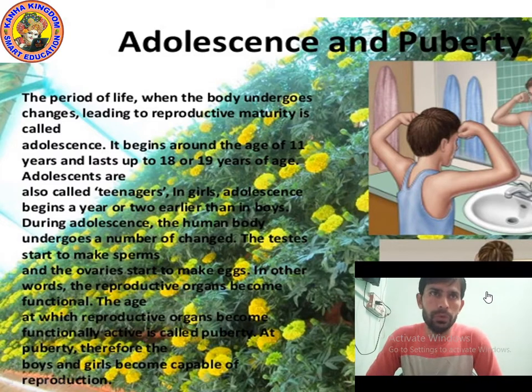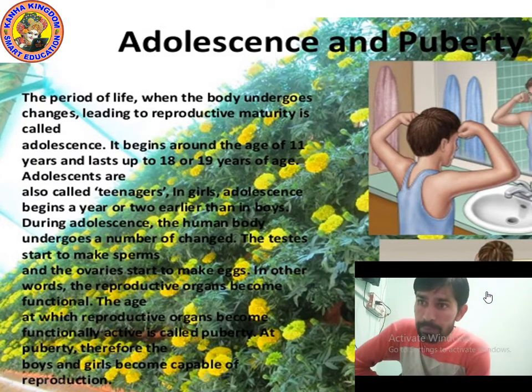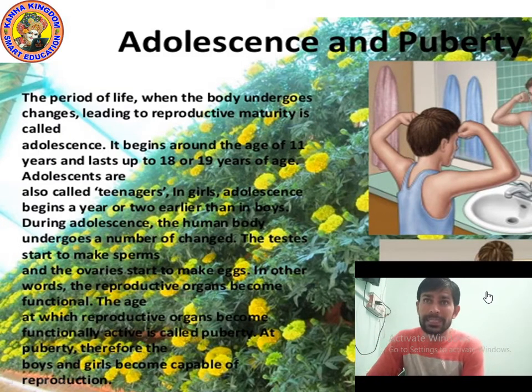Our first topic is adolescence and puberty. Let's try to understand the actual meaning of adolescence and puberty. As you can see, the spelling of adolescence: A-D-O-L-E-S-C-E-N-C-E, adolescence, and puberty.